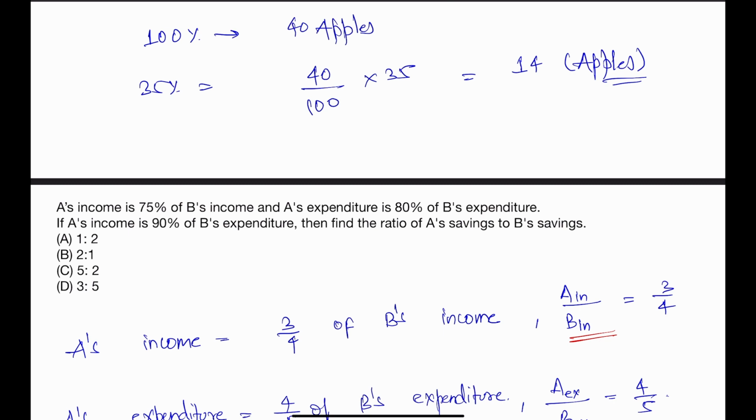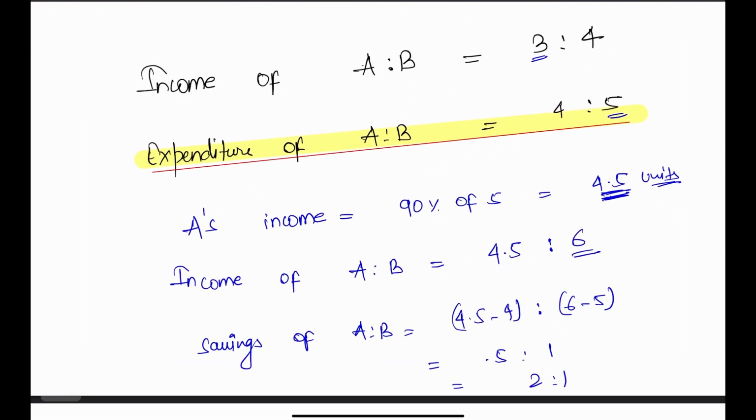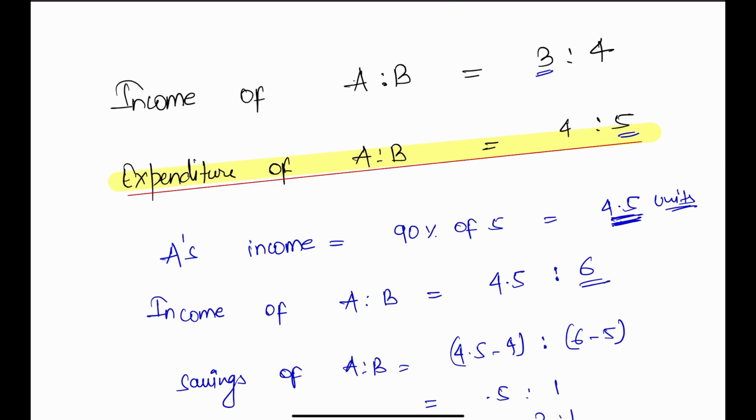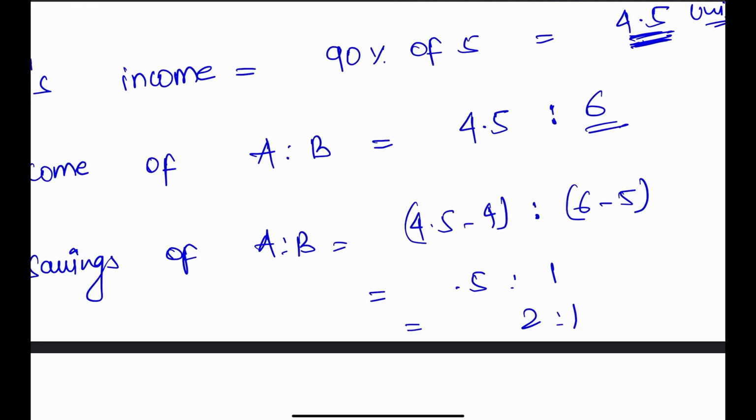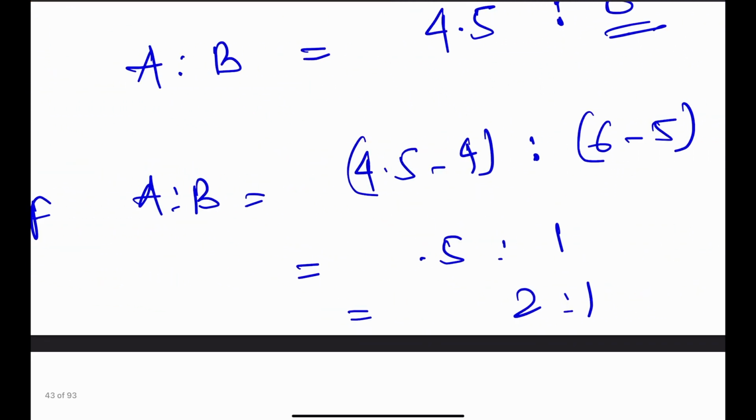So actually it's 1 is to 2. Let me check again if I have done everything correctly. So A's income is 3 by 4, B's income is this much, A's income is 90% of 5. So that is nothing but 4.5, right? 10% is 0.5, correct? 90% is 4.5. So A's income is this much, 4.5 minus expenditure, 4.5 minus 4, divided by 6 minus 5, 1. So it will be 0.5. No, it's correct also. Blunder. This is called a blunder.